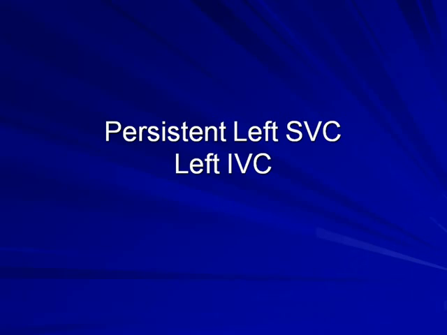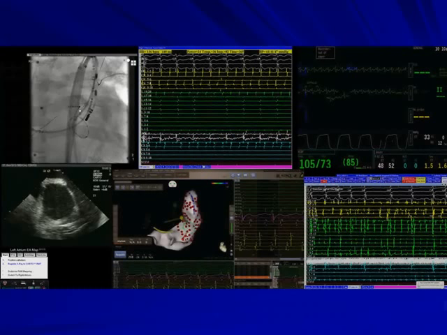That's talking about just a persistent left SVC. We have a more complicated case to show you, and this is actually someone with a persistent left SVC and a left IVC. Now, I'll have some better images in just a second here, but if you can look up here at the fluoro image, and I'll have a larger image in a second, you can see that everything from the legs comes up to the left side of the heart.